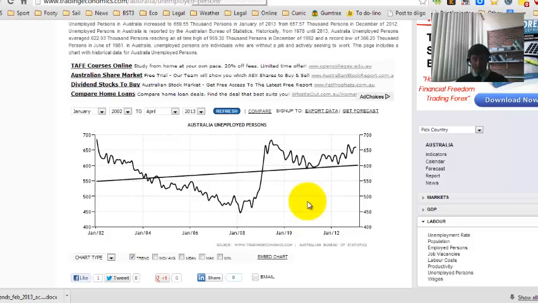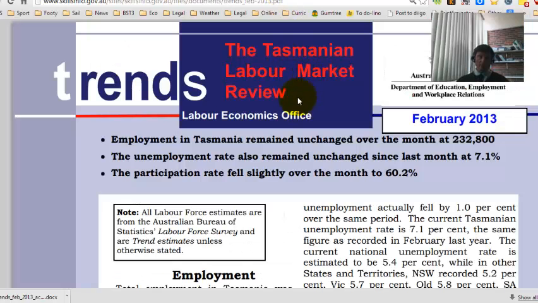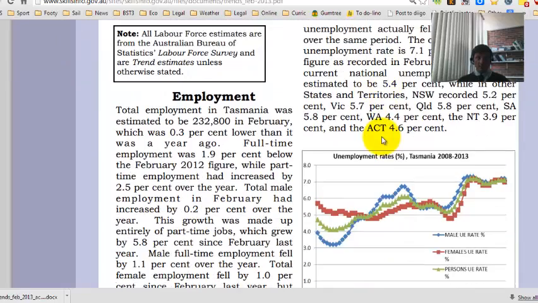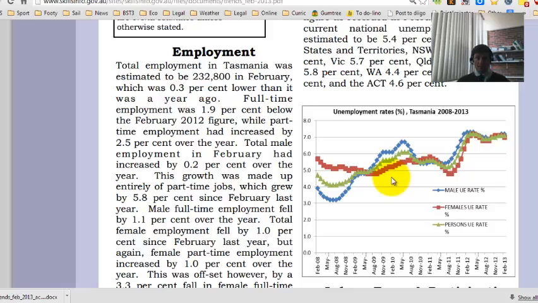Another site is the Tasmanian Labour Market Review site, which has Tasmanian labour statistics, which is really important too. That's fairly up to date here. They talk about the participation rates and unemployment rates relating to females and males. You can see it's virtually the same now, but at some stages they have come apart. So in this particular instance, the unemployment rate for females was less, but traditionally it's always been higher.